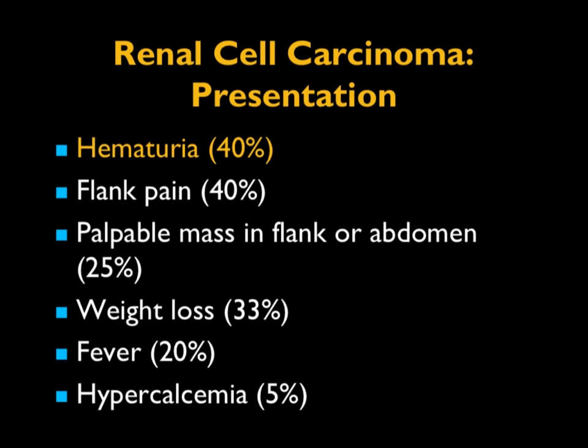Now, of course, when you think about, we mentioned before, hematuria, particularly macroscopic, we're thinking about cancer. But again, only about 40% of renal cell carcinomas will present with hematuria. There are many other reasons. So again, you think about renal masses, but there are many other things to think about.